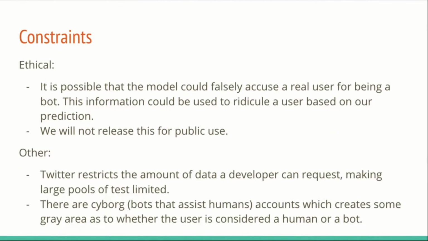For constraints, we have ethical ones, and it's possible that the model could falsely accuse somebody of being a bot, and we don't want to release this for public use. Also, Twitter restricts the amount of data a developer can request, making large pools of data limited. There are also cyborgs, which are accounts that are half human, half bot, or some iteration of that, and we don't exactly know what to do with these.